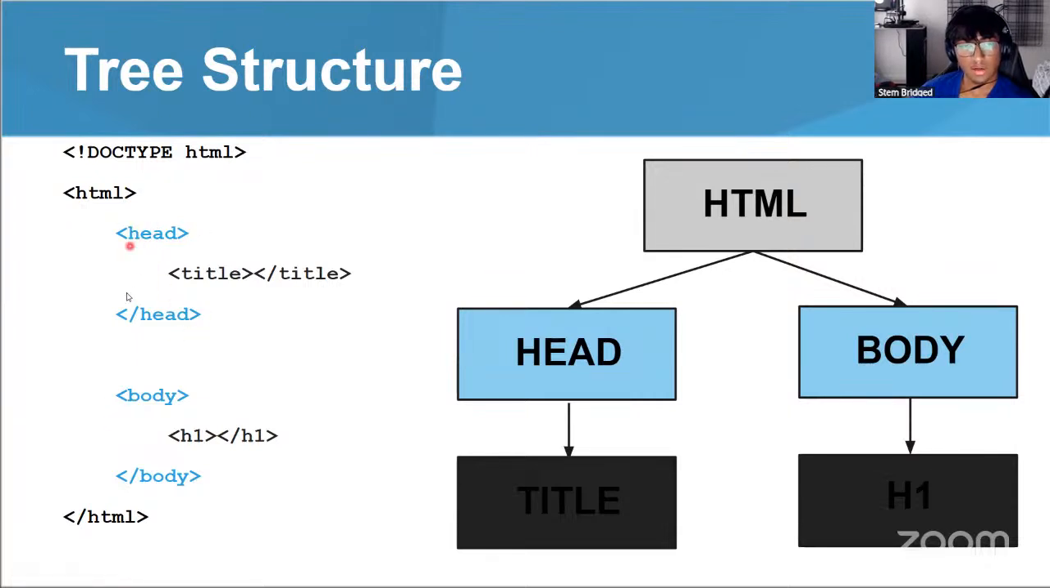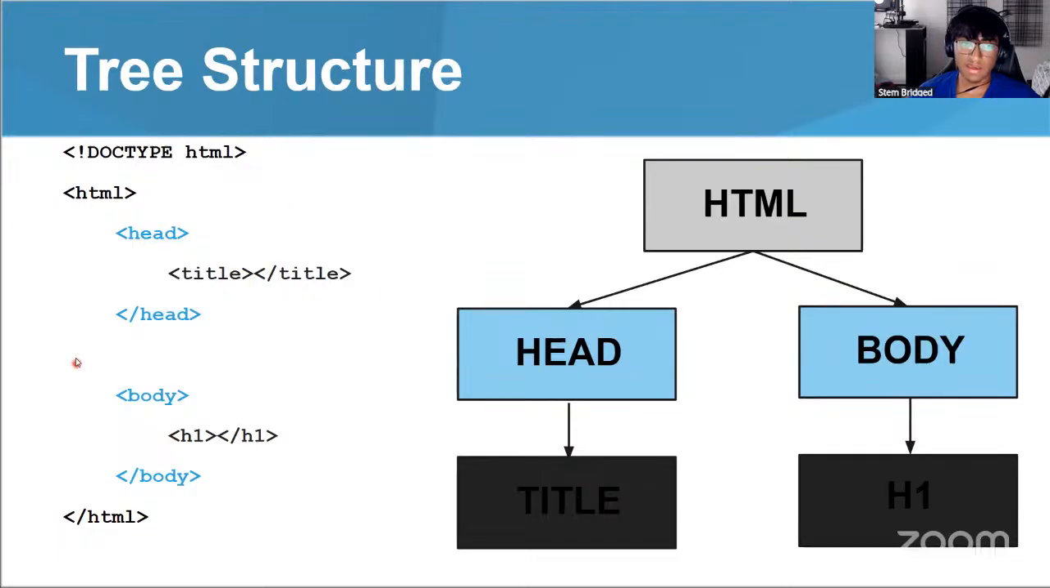So we can see here, the head and body are children of the HTML tag because they're one level below it. And then the title is one level inside of the head tag, right? So the title is the child of the head. We can see that in this structure here. The title is one level below the head tag.